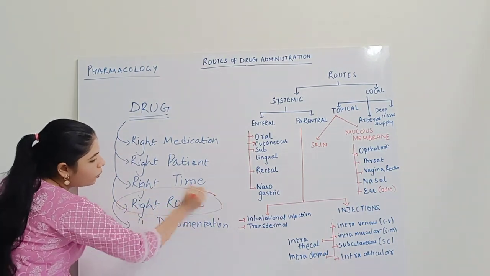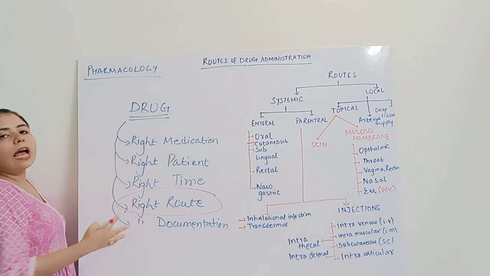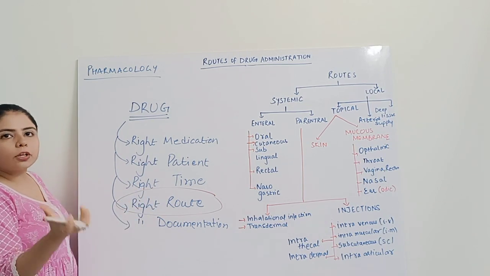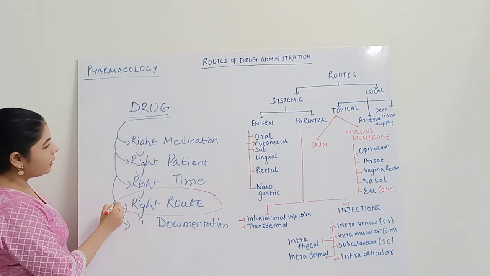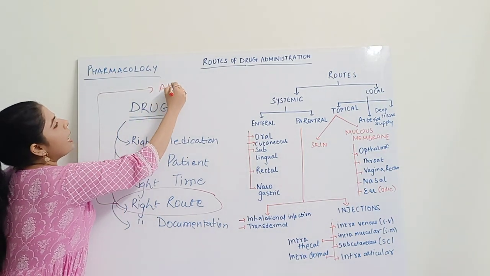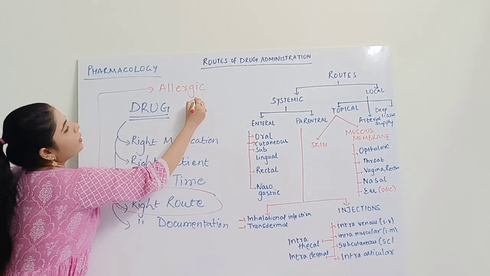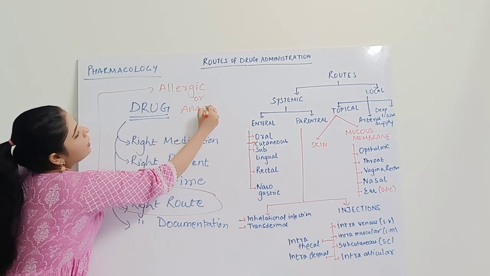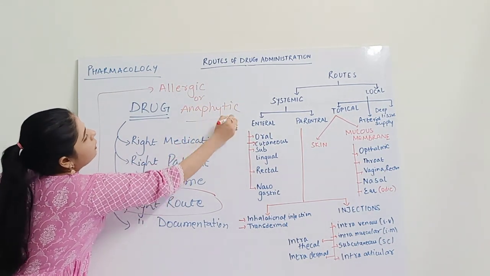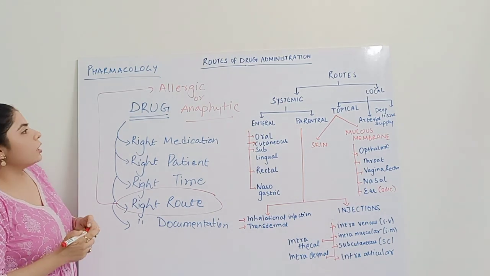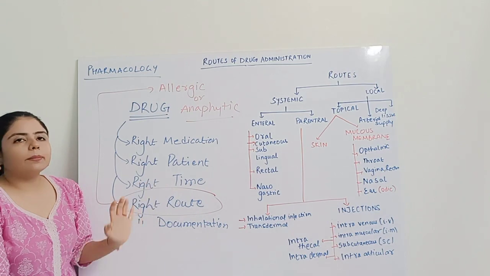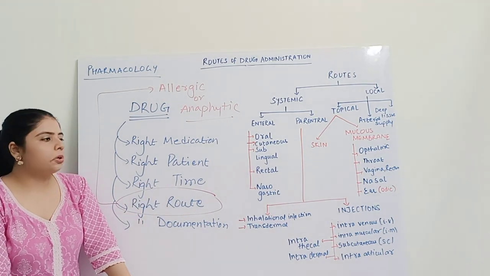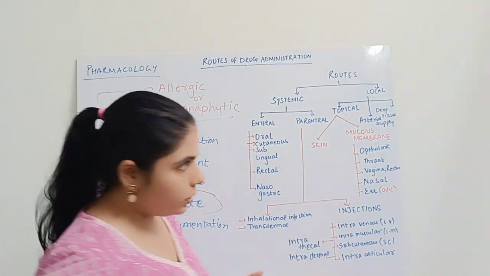So why is the right route necessary? Because if we do not administer the medicine via the right or appropriate route, then the person might suffer from allergic or anaphylactic reactions. Any drug can show allergic or anaphylactic reactions if not administered via the right route. So let's learn what these right routes are.